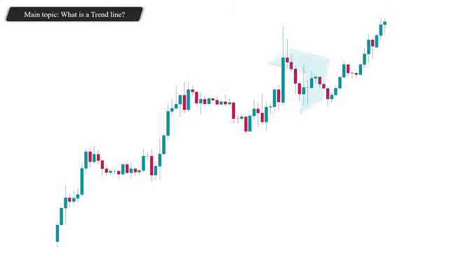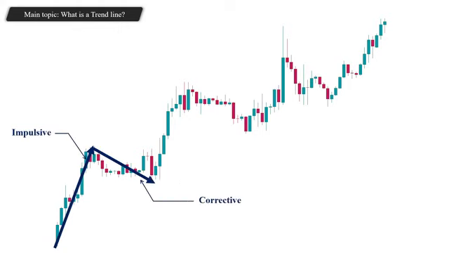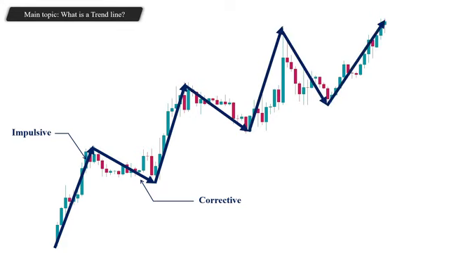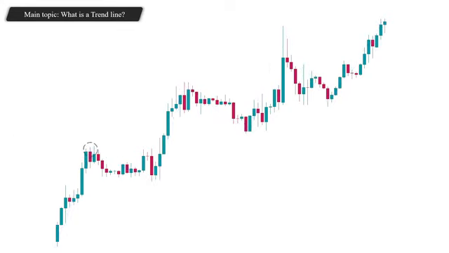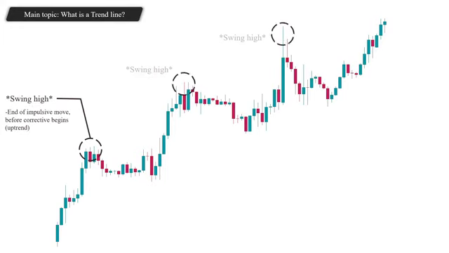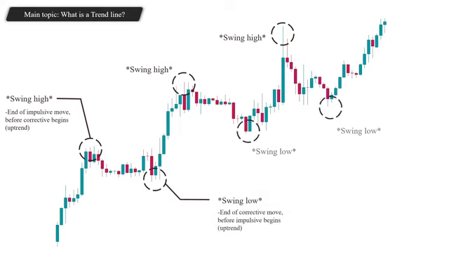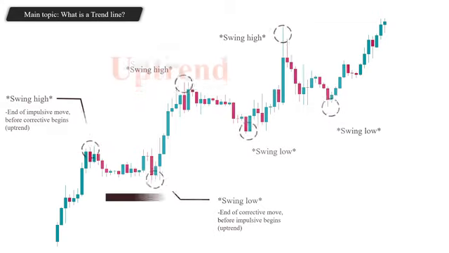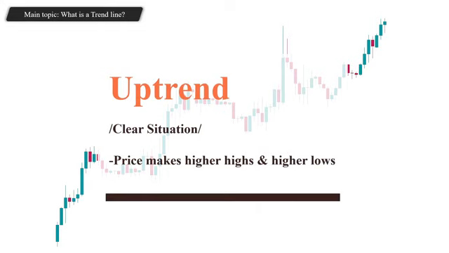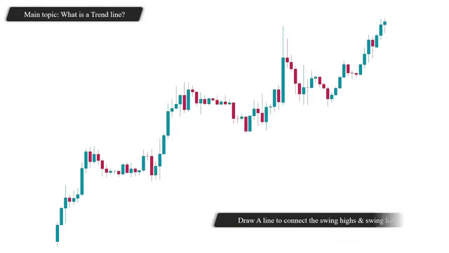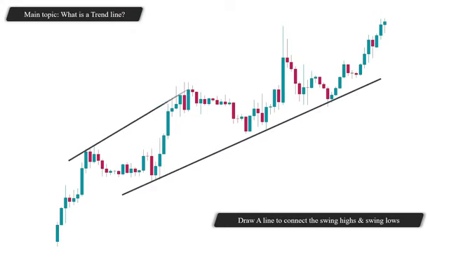So here we have a clear uptrend. We have an impulsive move and a corrective move. Impulsive, corrective, and so on. At the top of each impulsive move, before the corrective begins, this is what we call a swing high. At the bottom of each corrective move before an impulsive begins, this is what we call a swing low. So what this means is, in a clear uptrend, the price will make higher highs and higher lows. Now a trend line is applied to connect the swing lows along the bottom and the swing highs along the top.